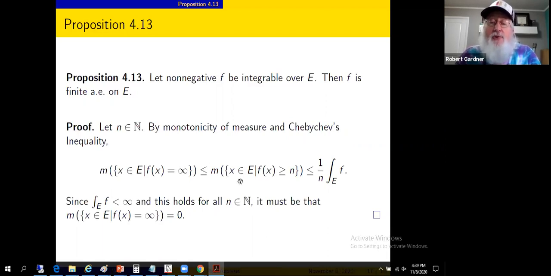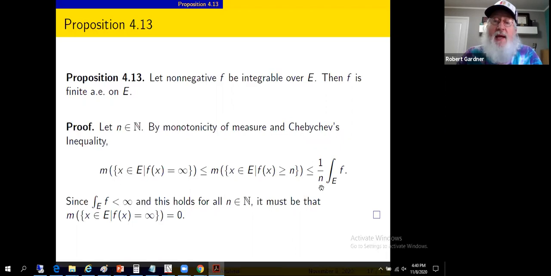Lebesgue said the measure of x values satisfying this type of inequality was less than or equal to 1 over this number, 1 over lambda we had, but 1 over this number, n in our case, times the integral of the function. All right, so what we've got of interest is the measure of the set of x values on which f of x takes on the value infinity is less than or equal to 1 over n times the integral over e of f. The integral over e of f, that's finite. F is integrable. So that integral is a finite number.